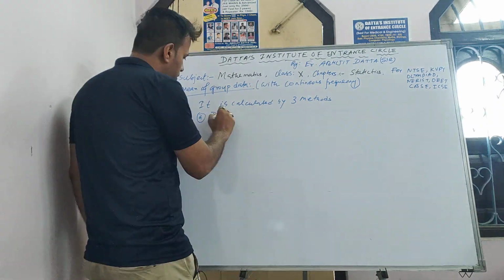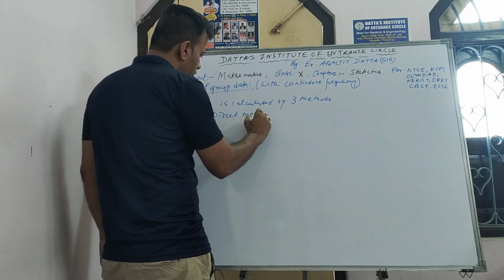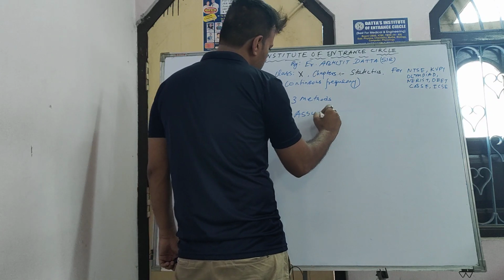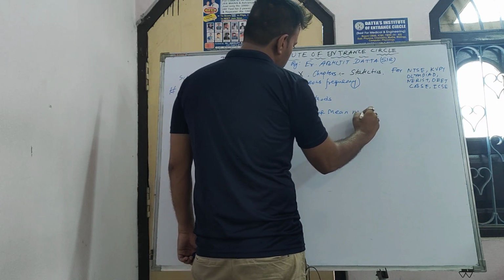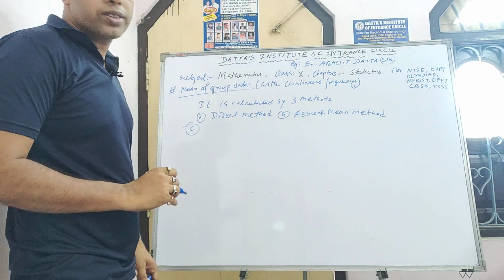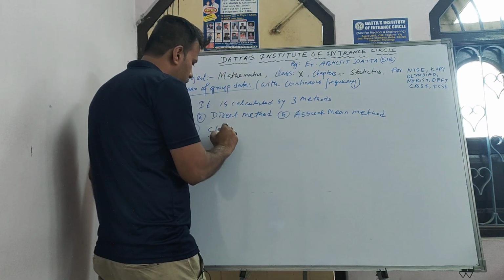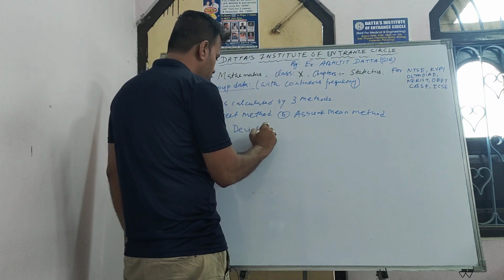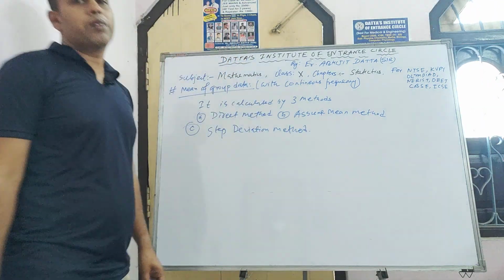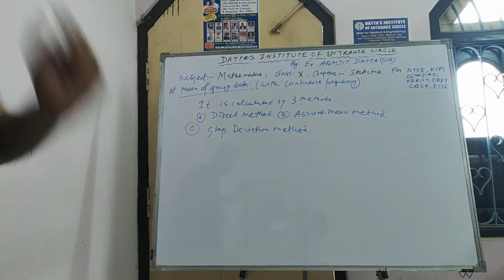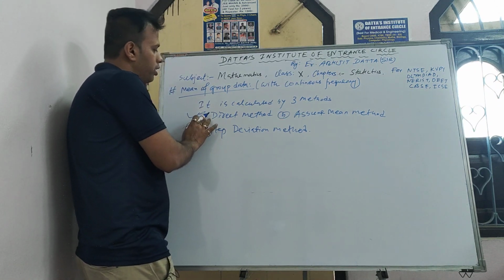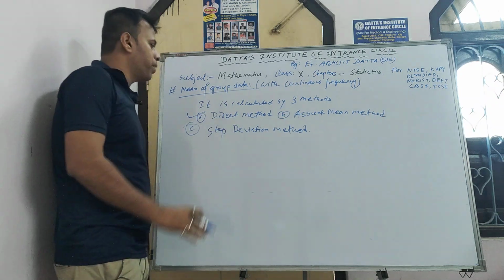Number one is the direct method, number two is the assumed mean method, and number three is the step deviation method. Now first we will find the mean by using the direct method.